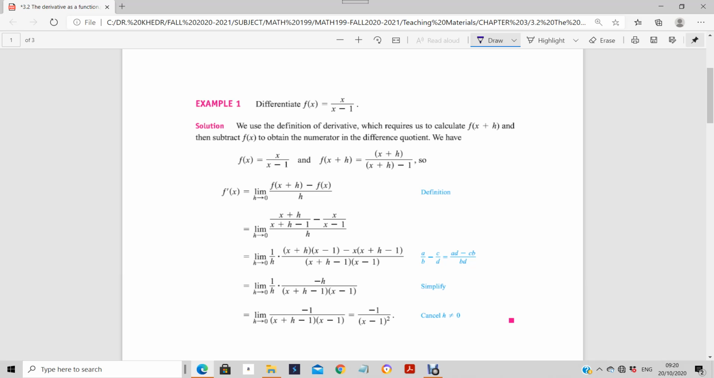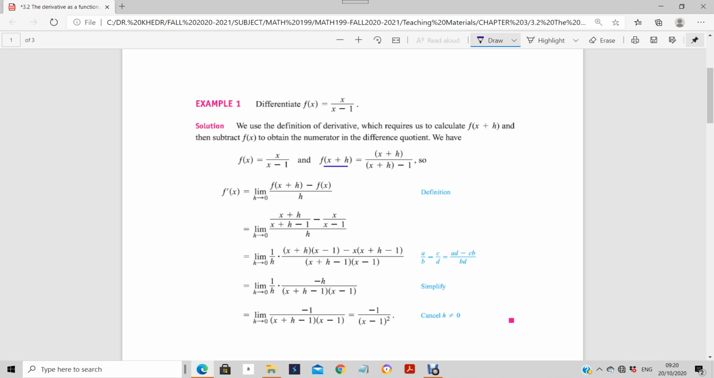This is f of x, which is x divided by x minus 1, and f of x plus h can be found by substituting x by x plus h. So to find this function f of x plus h, we need to substitute in our f of x, instead of x, x plus h. So you will get in the numerator x plus h, down in the denominator x plus h minus 1.